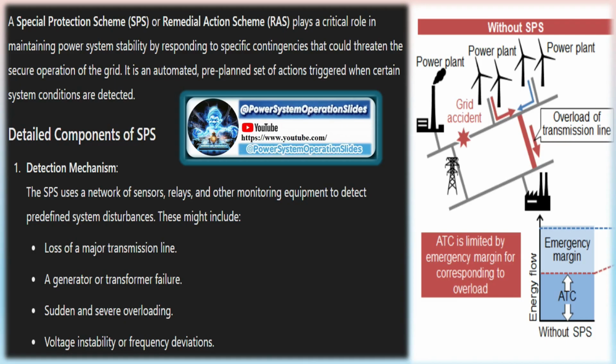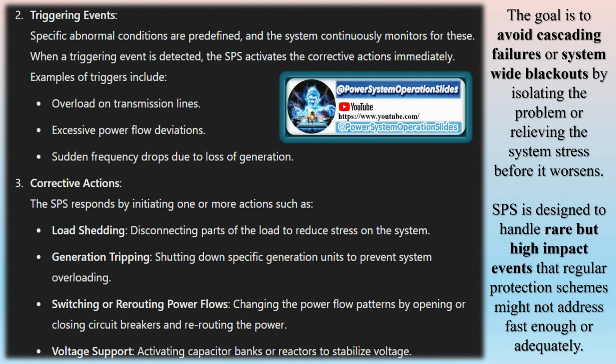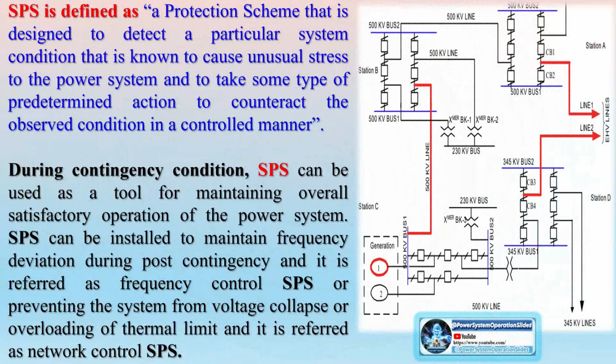SPS is also termed as Special Protection Scheme. SPS is referred to with different names by different users, such as IEEE as System Integrity Protection Scheme (SIPS) and Remedial Action Scheme (RAS). SPS is defined as a protection scheme that is designed to detect a particular system condition that is known to cause unusual stress to the power system and to take some type of predetermined action to counteract the observed condition in a controlled manner.